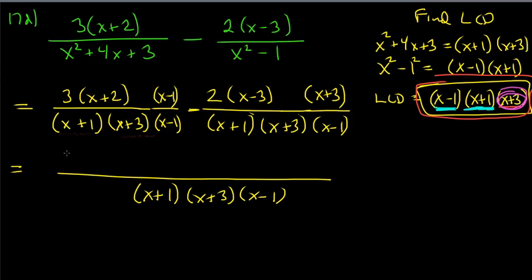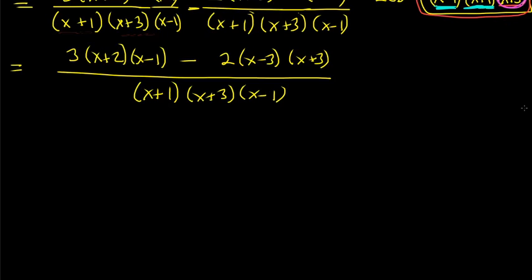Right? So now what? We have 3 times x plus 2 times x minus 1 minus 2 times x minus 3 times x plus 3. And we still have to simplify, right? Remember, we're not canceling anything yet. What we need to do is essentially multiply all this out here.